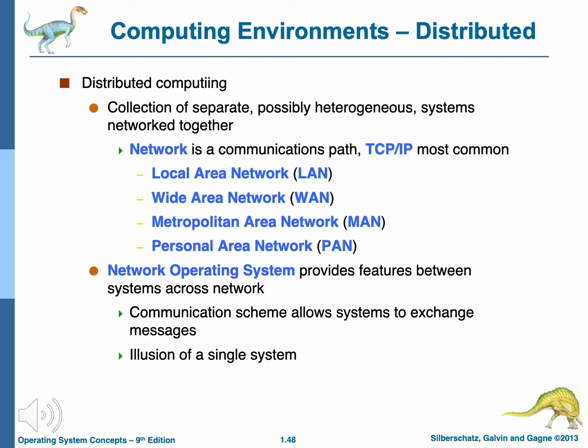Distributed systems. A distributed system is a collection of physically separate, possibly heterogeneous computer systems that are networked to provide users with access to the various resources that the system maintains. Access to a shared resource increases computation speed, functionality, data availability, and reliability.